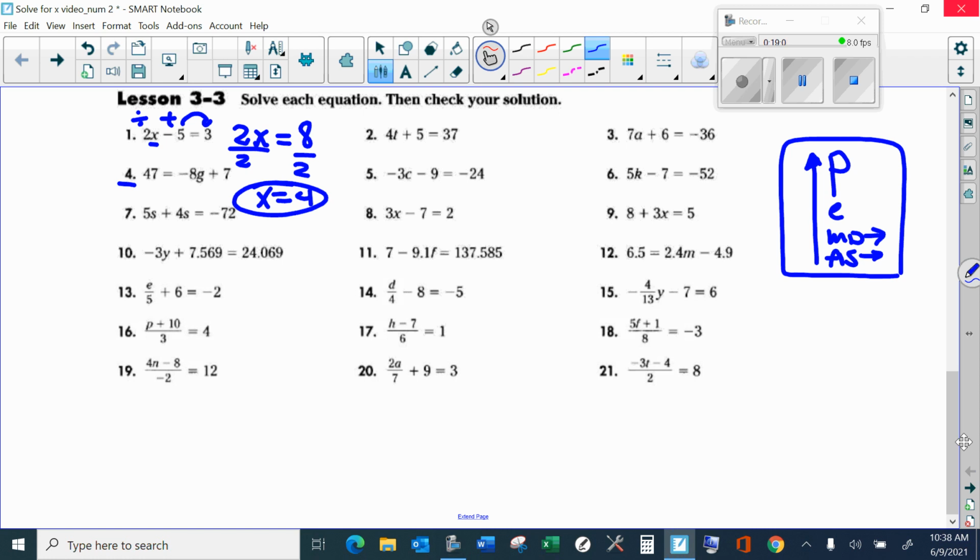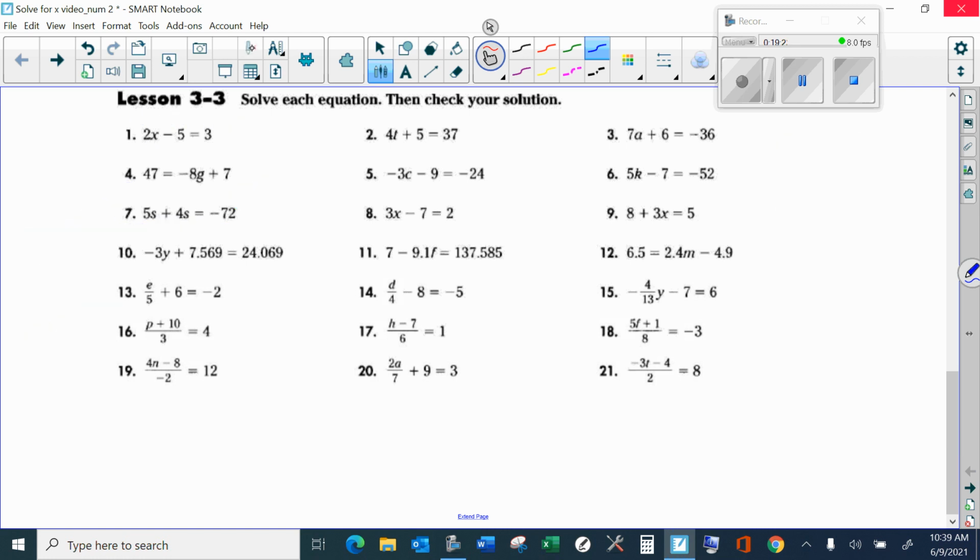We had a division. Okay, you may have to combine like terms first. 5s plus 4s is 9s equals negative 72. Now divide by 9, and s equals negative 8. So you might have to combine like terms first.